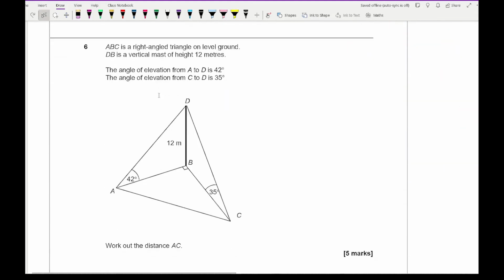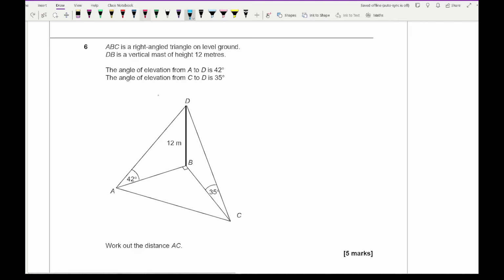Moving on to question 6, it says that ABC is a right angle triangle on ground level. DB is a vertical mast of height 12 meters. The angle of elevation from A to D is 42 degrees, and the angle of elevation from C to D is 35 degrees. The question is asking to work out the length of A to C. So let's have a look at working out these two separate sides. For this, we can see that this is a right angle triangle.